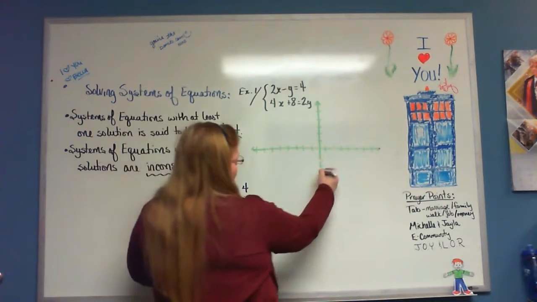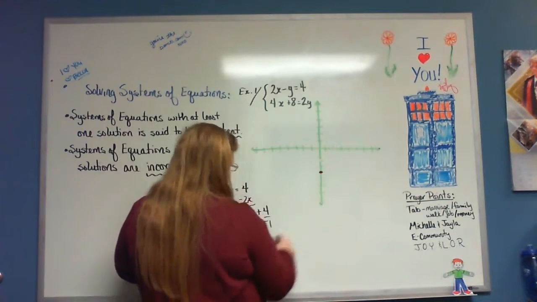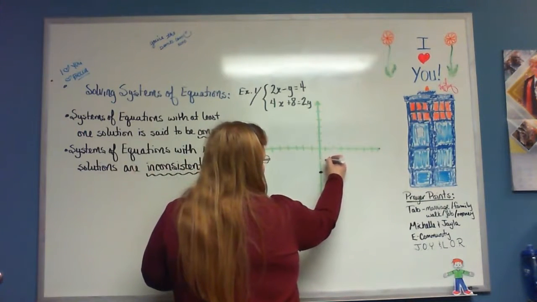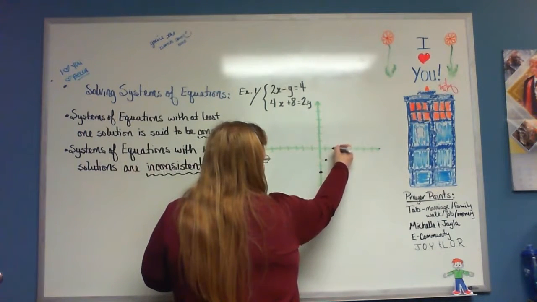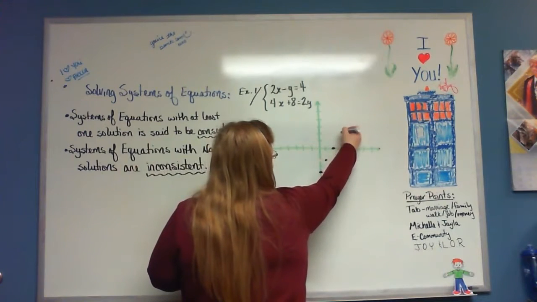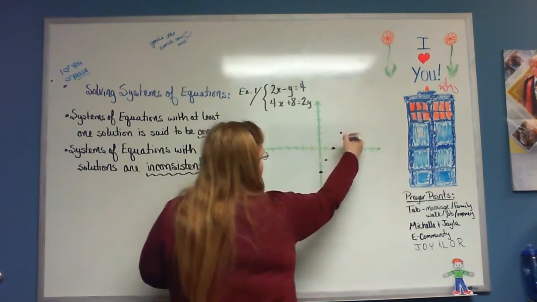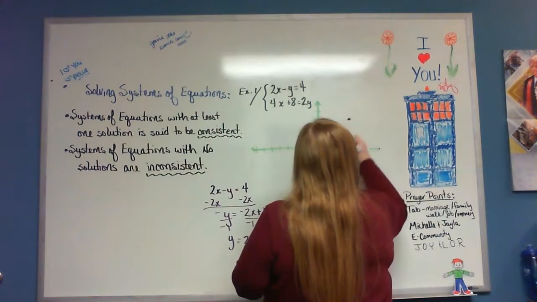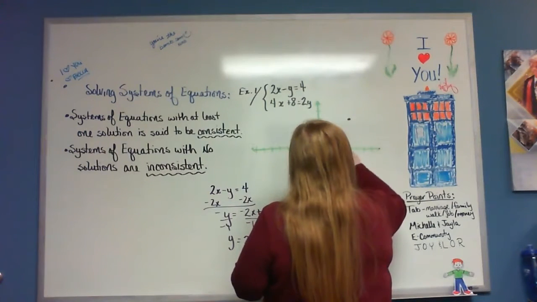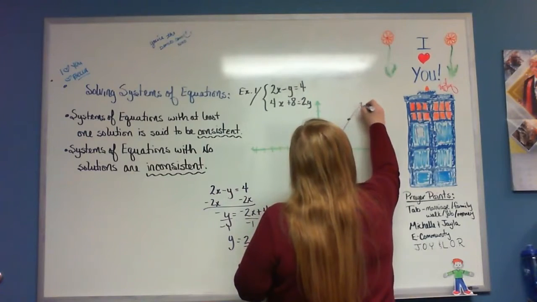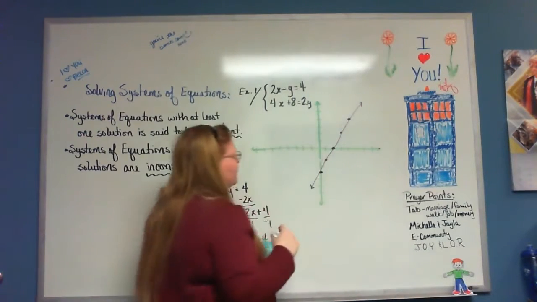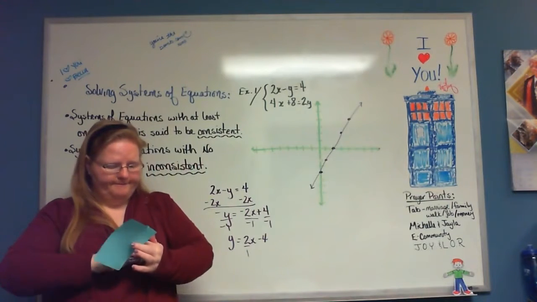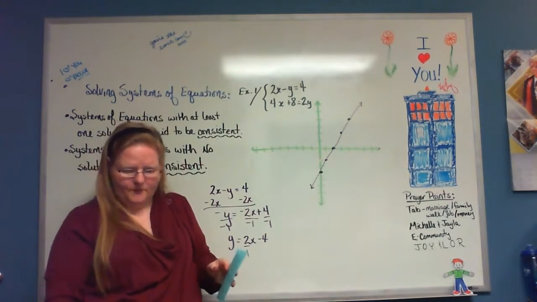So this time we start at negative 4. And I go up 2 and over 1. So it looks something like that. You'll have a straight edge, so yours will be straighter than mine. You know, ruler. You got that.